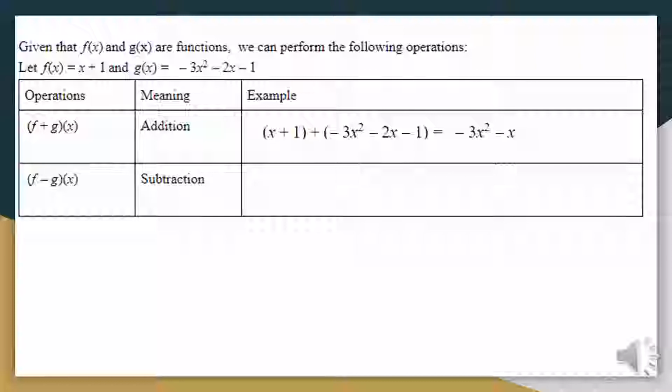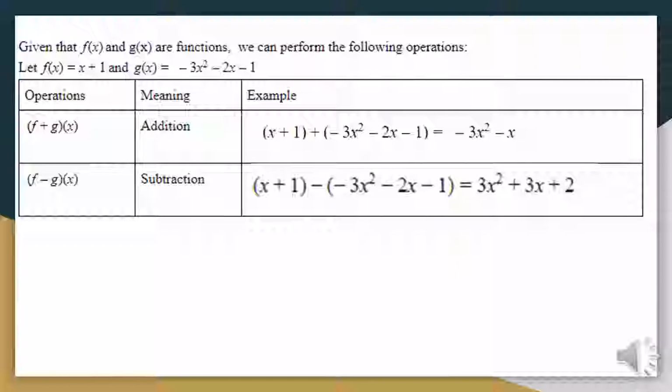We have 1x plus negative 2x. That's going to be a negative 1x. And then we have 1 plus negative 1, which is just 0, so we don't even have to write it. When we get to subtraction, it's a little tricky with that negative.